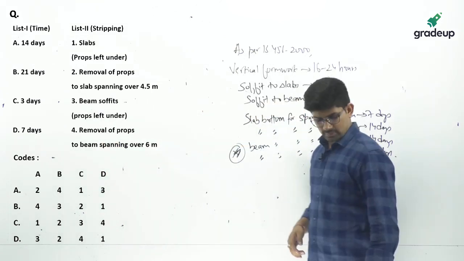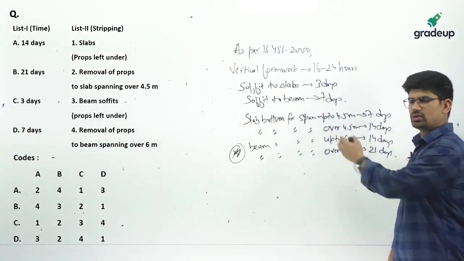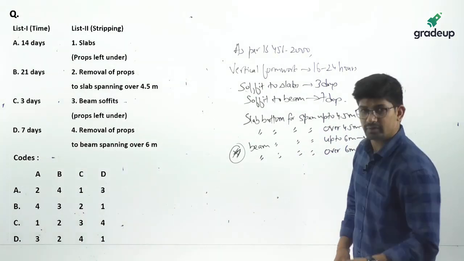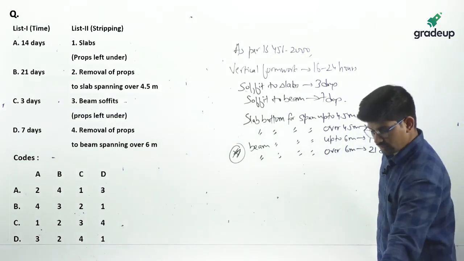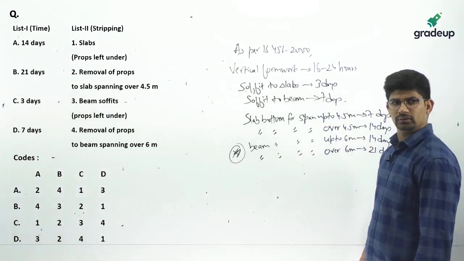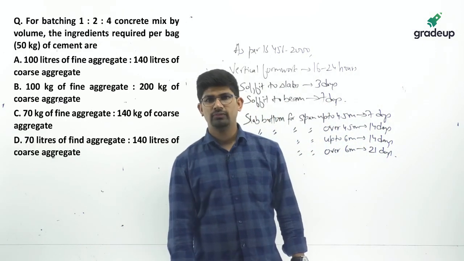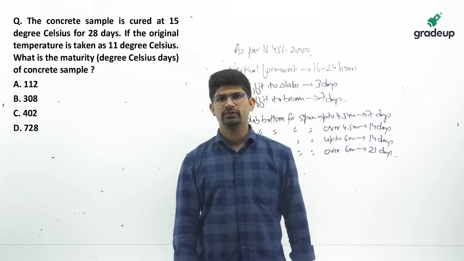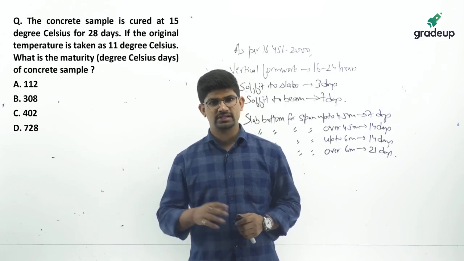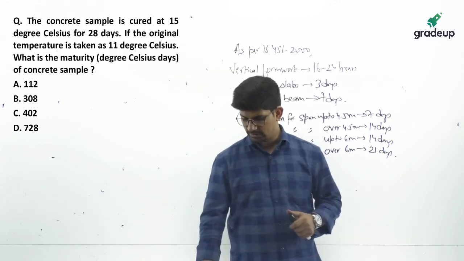Okay, so this was the last question. Please take a screenshot of this one. You can also find this in the IS 456. Please read IS 456 2000 thoroughly. Okay, there are a lot of questions which are formulated from that. Why add temperature? See, in that question you have to add that information, because the concrete is cured at 15 degrees Celsius and the original temperature of the concrete was 11 degrees Celsius, and you are curing at this temperature, so you have to add this for getting the curing temperature.